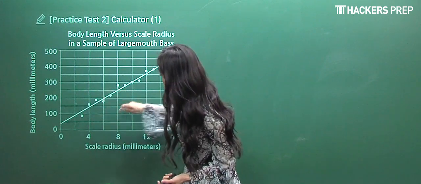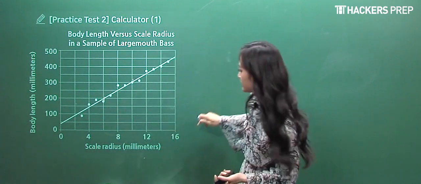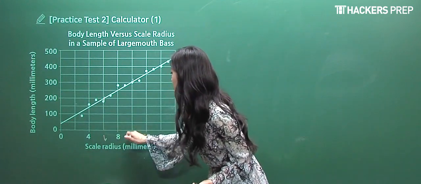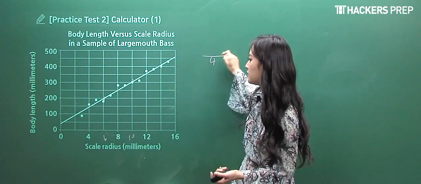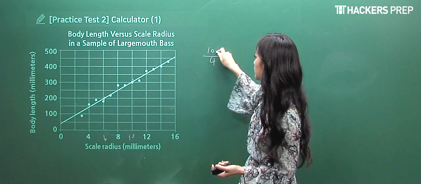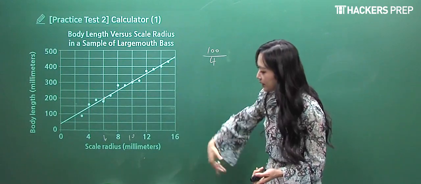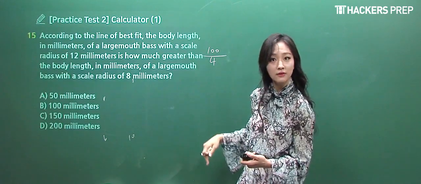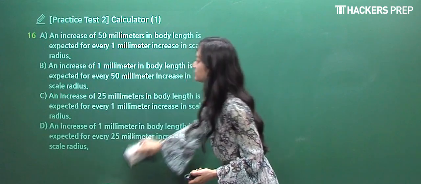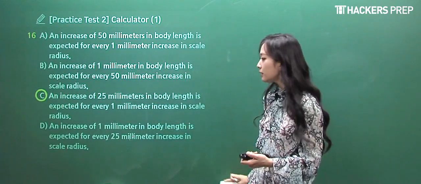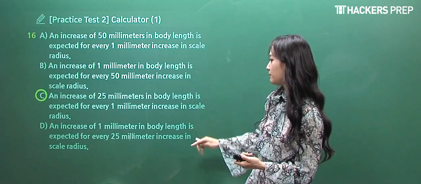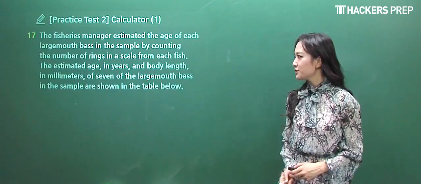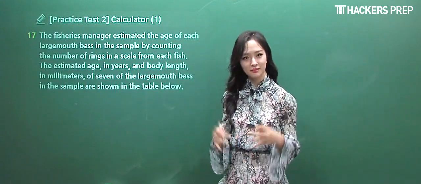Should we just take these 2 points, for instance? So when we're increasing the x unit from 6 to 10, when there was an increase of 4, the y unit had an increase of 100. So we can see that as the scale radius increases by 1 unit, there's going to be an increase of body length of 25 millimeters? So when you look through the answer choices, I think you get a correct description. Increase of 25 expected for 1 millimeter for scale radius. It's just the basic interpretation of a slope, right? Let's move on to the last question for this basic setup.